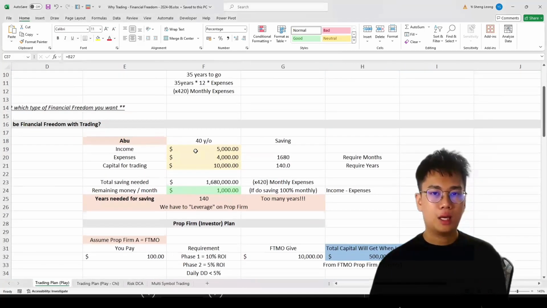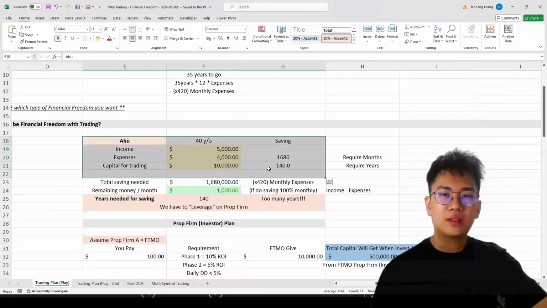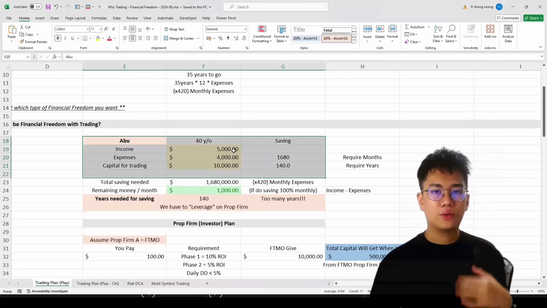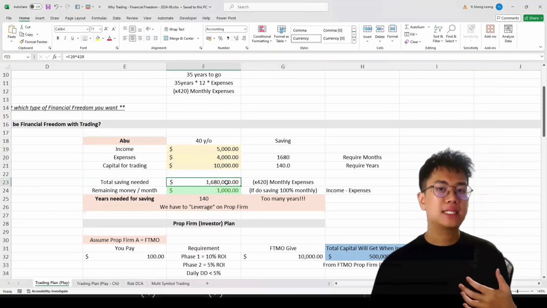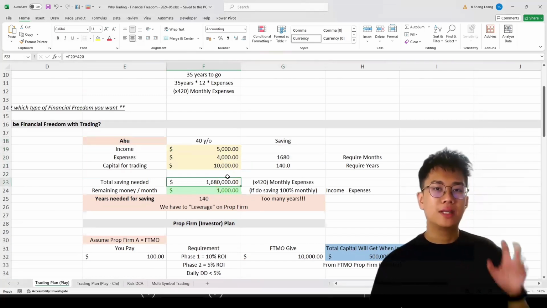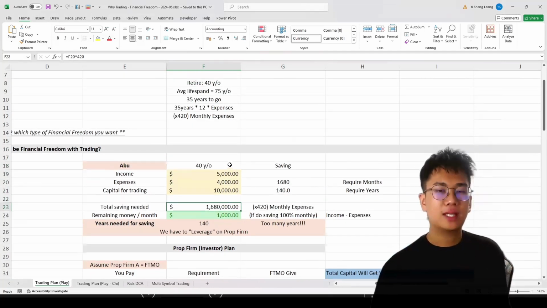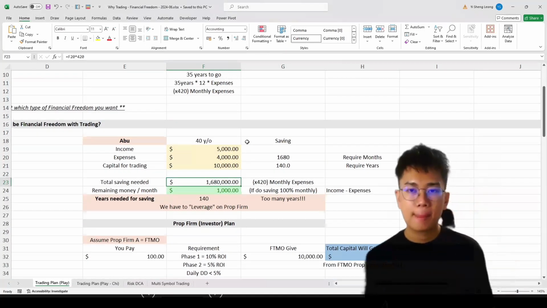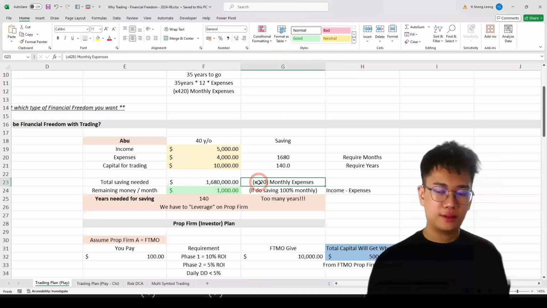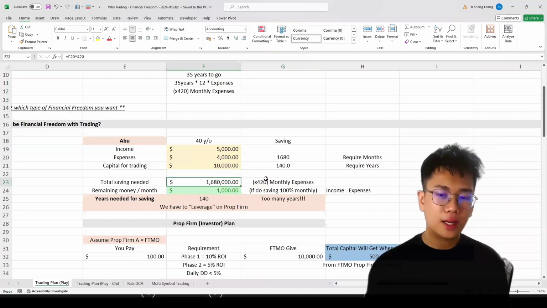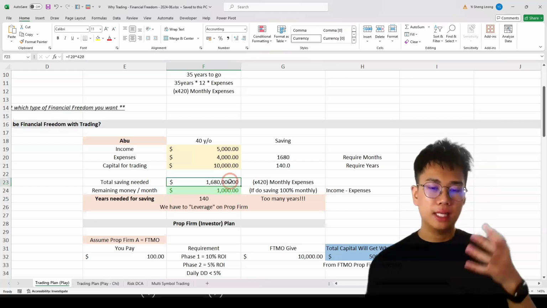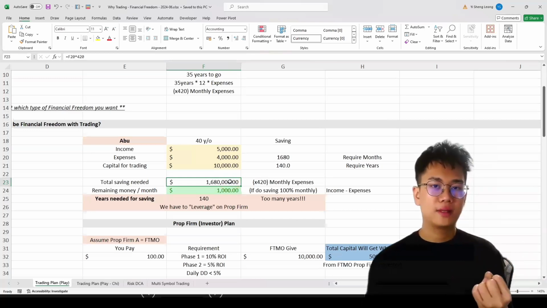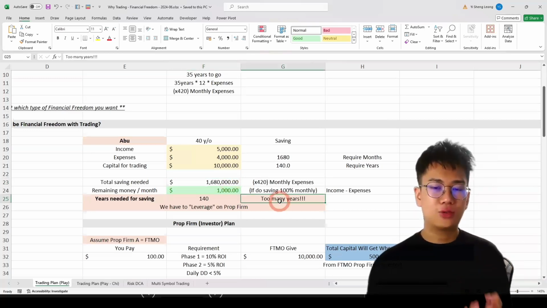And in this way, let's say that you move on to the traditional path, save money. You work this much every month so that you have an extra $1,000, and hence your total saving: you need to save 1.6 million in order to retire without needing to work anymore, so that you can just use your saving forever. And in this situation, you are required to save for 140 years in order to accumulate this amount of money. Well, too many years, too much to do.